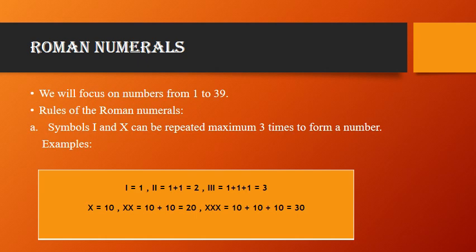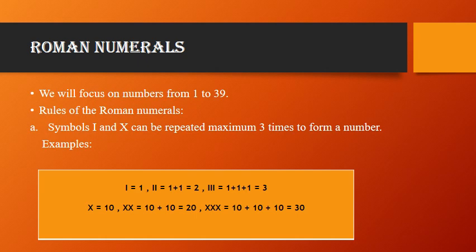In our last slide, children, I showed you one table where 7 symbols were used. Now out of the 7 symbols, symbols I and X, these 2 symbols you can repeat a maximum of 3 times, not more than that, right? So just see an example. You can see down there I equals 1, right? So the value of I is 1.